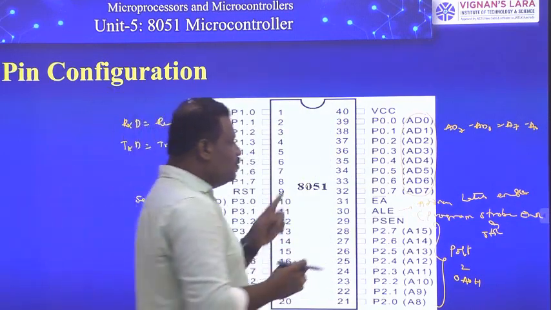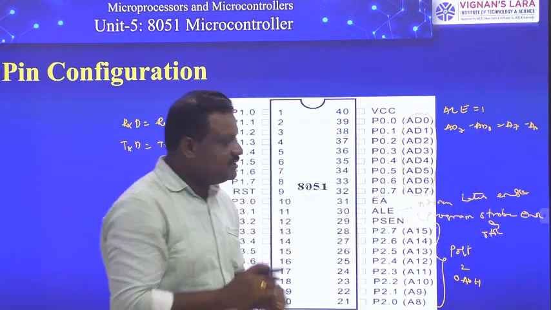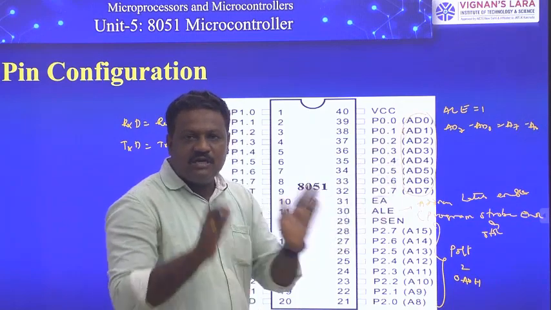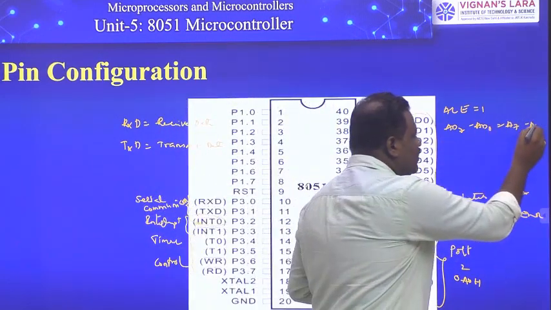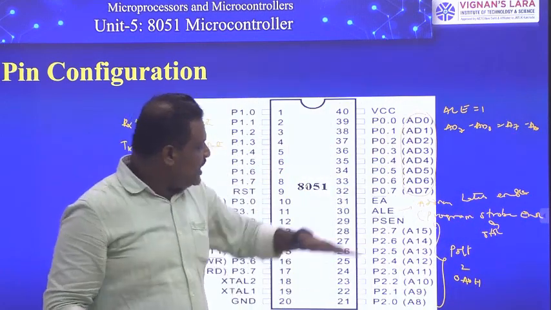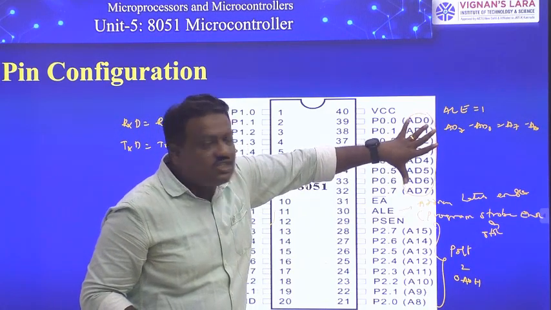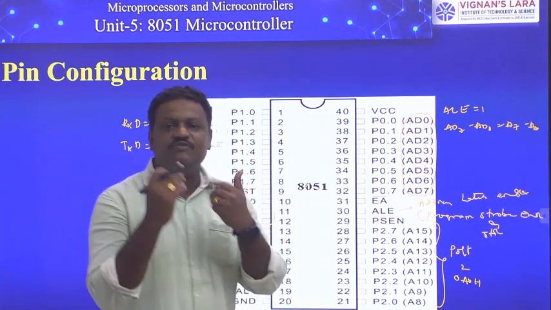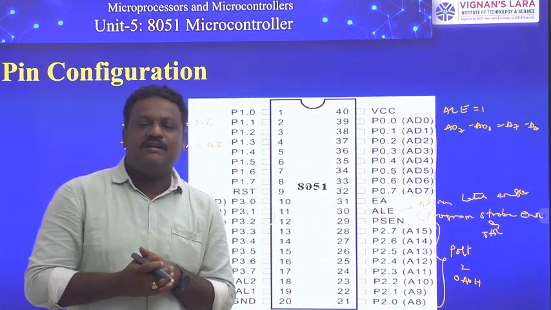I repeat, friends, once ALE is active, that means if ALE is 1, the multiplexed address and data lines AD7 to AD0 simply act as dedicated address lines A7 to A0. That means once the ALE signal is active, these 8 lines carry a valid address. That's why these 8 lines simply act as address lines.